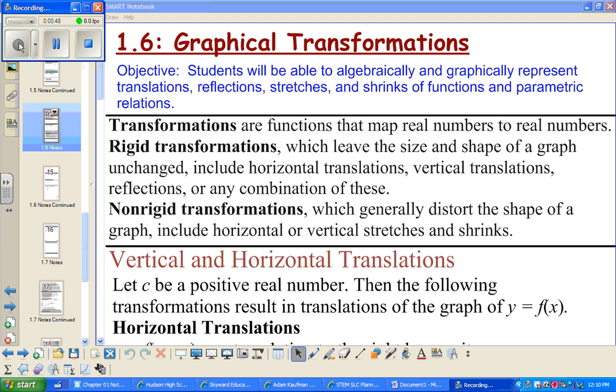Non-rigid transformations will generally distort the shape of the graph, and transformations included in this are vertical and horizontal stretches and shrinks. We've talked about vertical and horizontal translations briefly in the past.